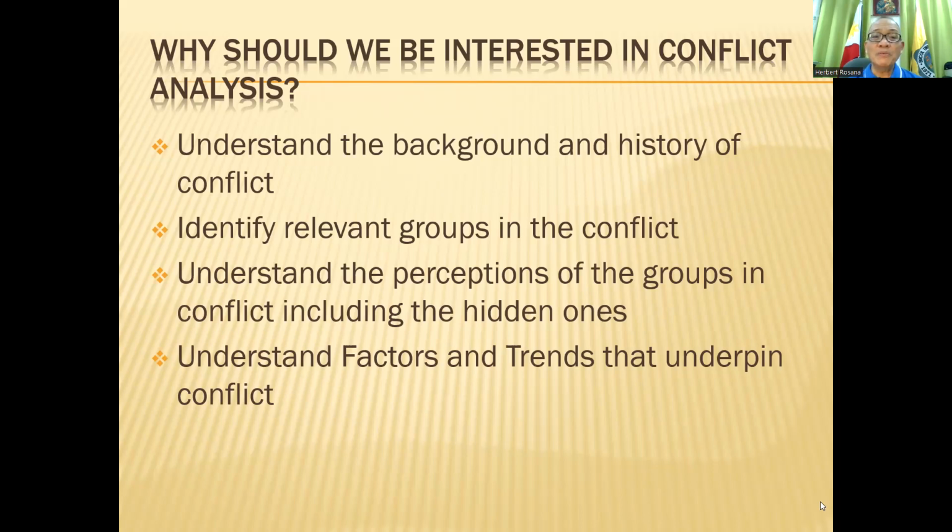Then number 4, we have to understand the factors and the trends that underpin the conflict. Conflict does not happen in isolation. Sometimes it happens in conjunction with other people, with other groups, and with other triggers. These triggers are people or situations that happen within the periphery of the conflict activity. They may not have a direct association with the root cause of the conflict, but they are within the periphery, influencing the escalation, the magnitude, or the de-escalation of a particular conflict.